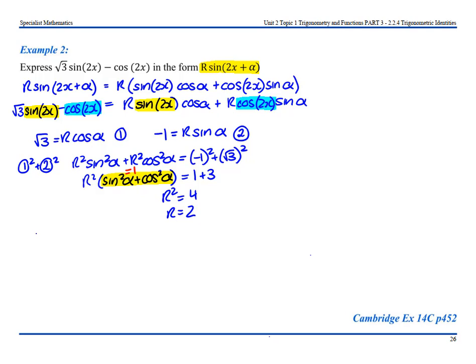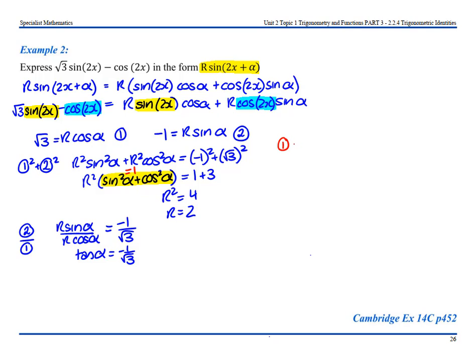Equation 2 divided by equation 1, sorry, because we want sine at the top. R sine alpha over r cos alpha equals -1 on root 3. So tan alpha equals -1 on root 3. Now thinking about what quadrant we're in.